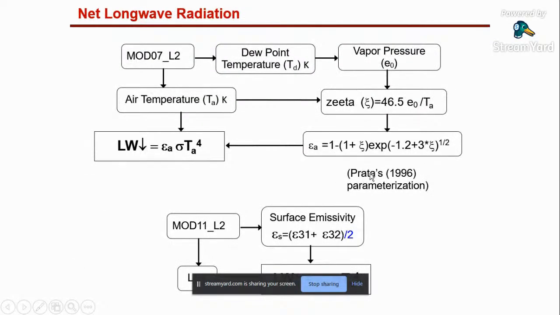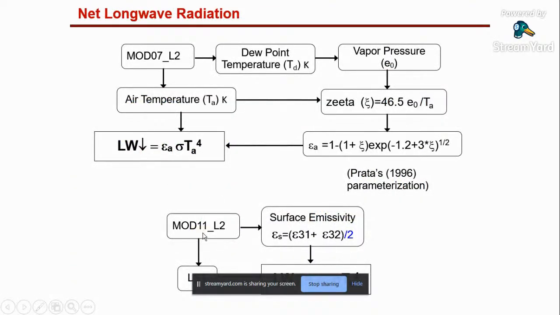Similarly, the Prata 1996 parameterization scheme is used to estimate net longwave radiation by using the product of MODIS as shown here. This E naught is as shown earlier, from the Clausius-Clapeyron equation. Then we have estimated zeta, from which we have estimated air emissivity. So I have air emissivity and air temperature, so we can easily compute Stefan's law. Longwave in and longwave out are also computed as shown here.